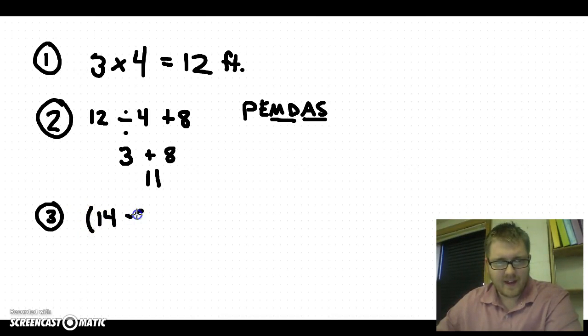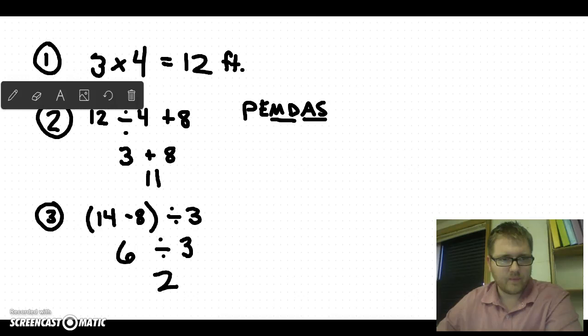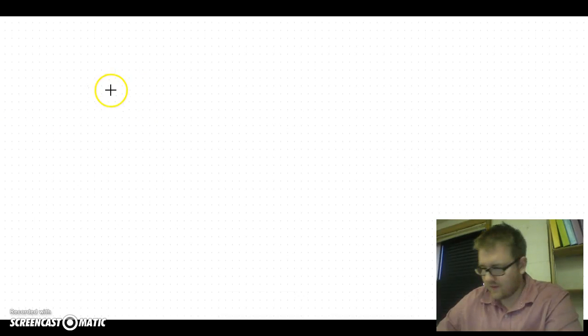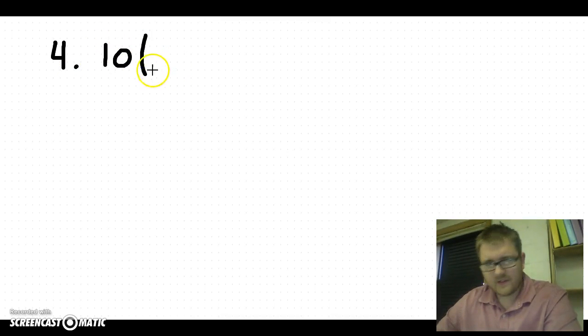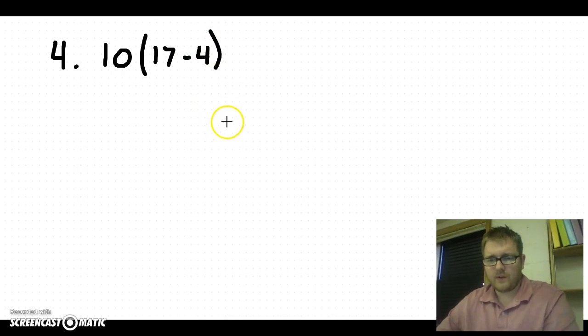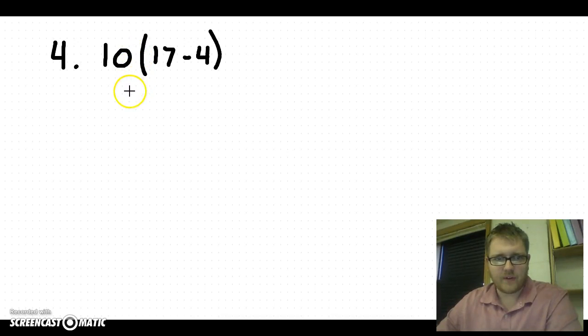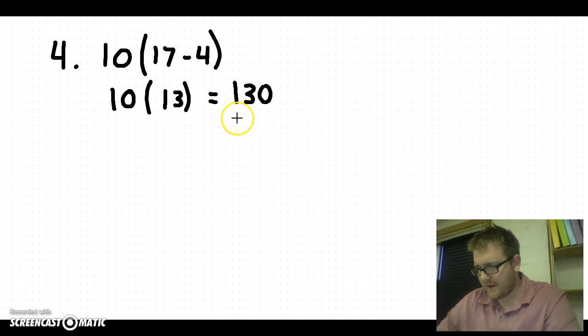For number 3, same idea, only now we have parentheses. We've got 14 minus 8, parentheses, divided by 3. So this is going to be 6. I've done everything in parentheses. Now I can divide, and I'm going to get 2. So now for number 4, we've got 10. Notice there's no sign there, but we have 17 minus 4 in parentheses. Just like with variables, if there's no sign, I can assume multiplication. So I'm going to take 10 times 17 minus 4, which is 13. That's going to equal 130 for my final answer.